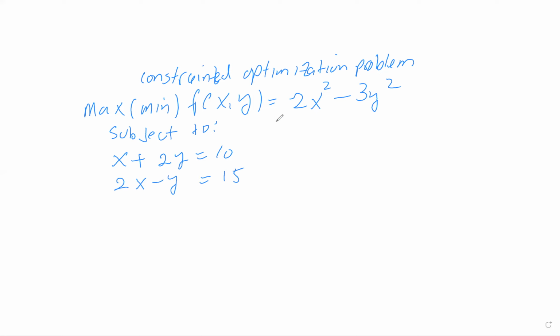So we have an optimization problem for a function of 2x to the power of 2 minus 3y to the power of 2, or you can say 2x squared minus 3y squared, and this function is subject to two constraints. One is x plus 2y equals 10, and 2x minus y equals 15. Before I solve this problem, we're going to go into details solving it.